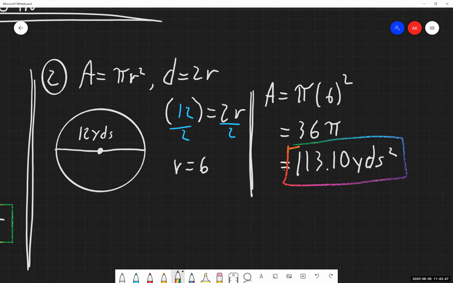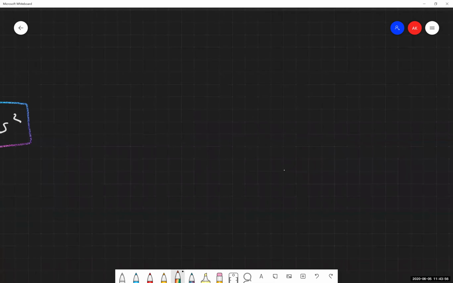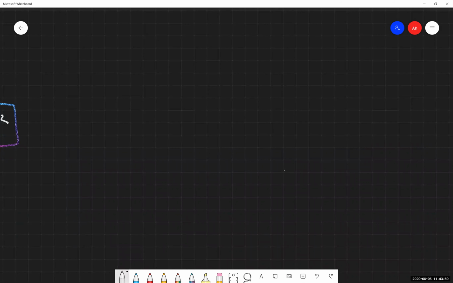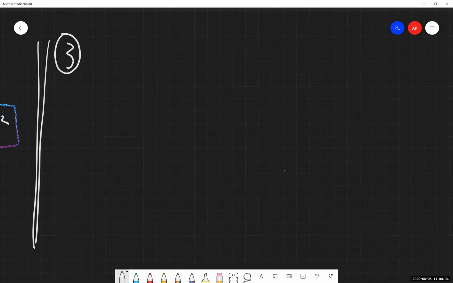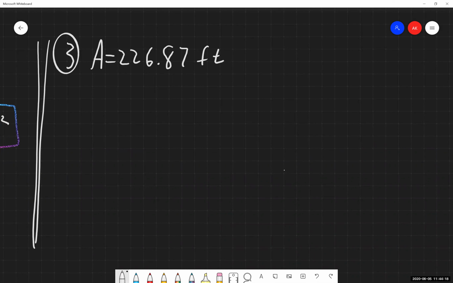Take a look at number 3, and then I'm going to jump us to the geometric shape one because I do want to give that some time. So number 3 is telling us, determine the radius if the area is equal to 226.87. So we've been given the area, we're trying to find the radius. We're going to be using our general equation for that.